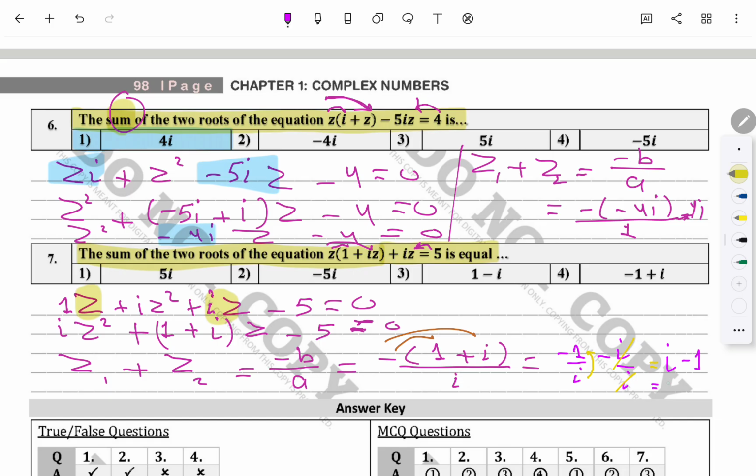If you want to reorder your answer, it's going to be negative 1 plus i, which is going to be the fourth choice.